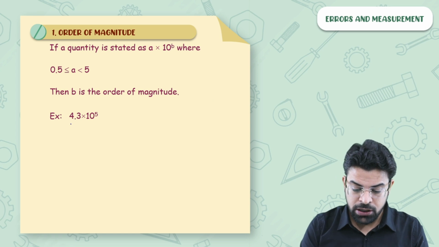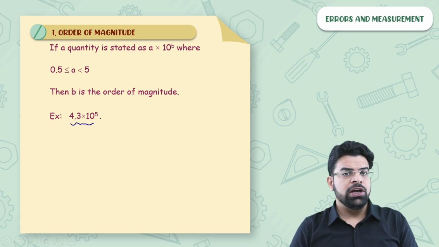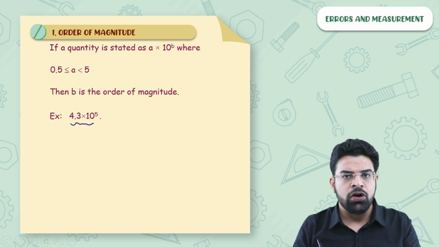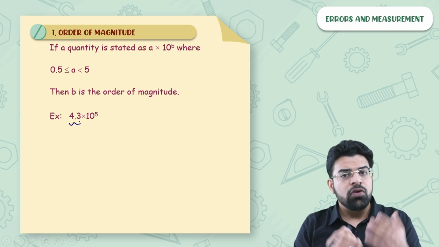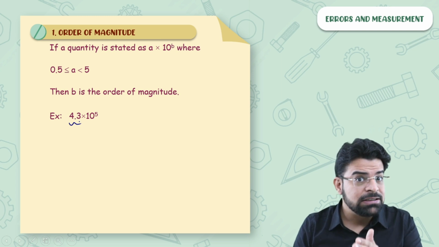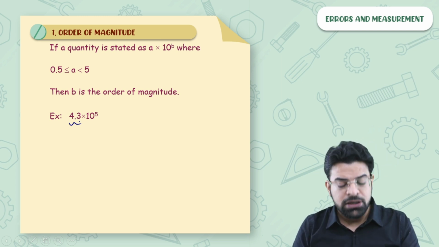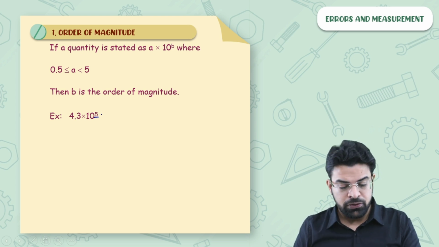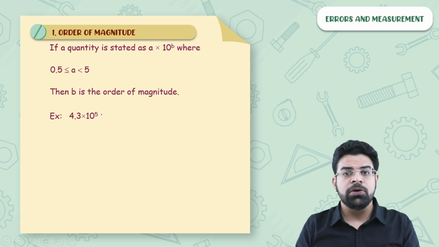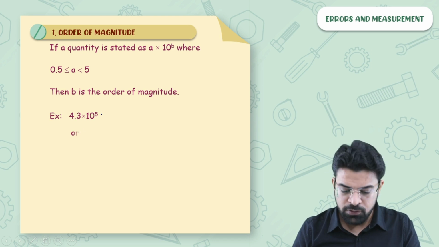First question. If the number is 4.3 into 10 raised to the power of 5, what is the order of magnitude? You will look at this first part and say, sir, 4.3 is already less than 5 and greater than 0.5. Then this part b must represent the order of magnitude. Hence, the order of magnitude of 4.3 into 10 raised to the power of 5 is nothing but 5.